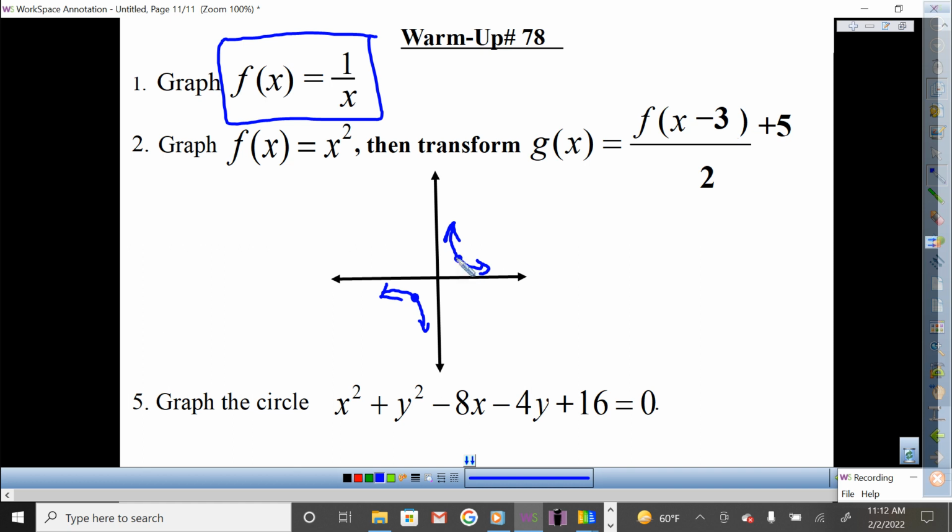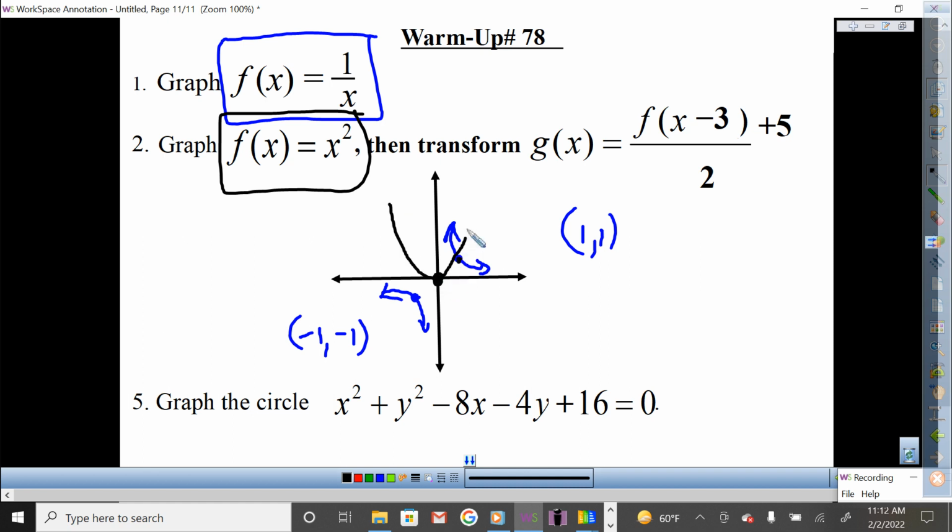Lenny, what is this point right here for that parent function? 1, 1. Yes, that is correct. And this point right here is negative 1, negative 1. Yes, that is correct. And have you got that in your table? Yeah? Okay, good. Next, this one, the parent function goes through here and there. There it is.